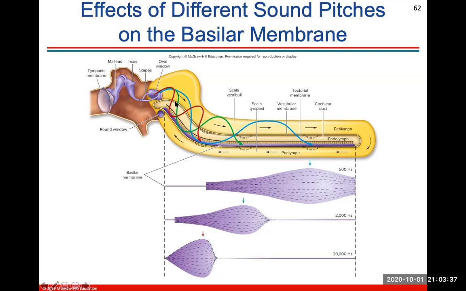And you can see here, depending on the frequency of the sound, in red, green, or blue, lower frequencies in blue will reach all the way out to the end or the apex, and higher frequency sound will bend the stereocilia cells closer to the base.